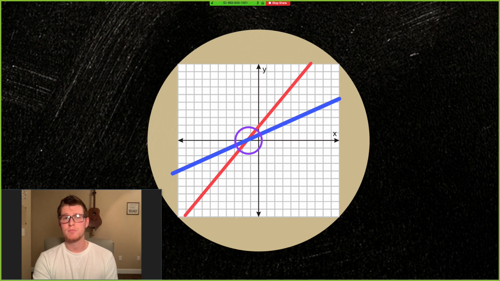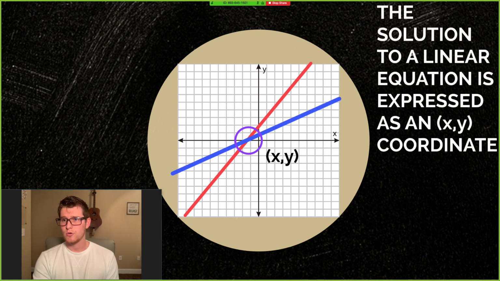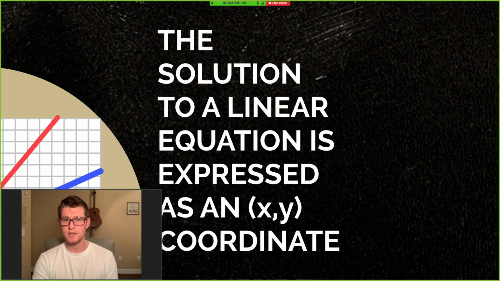And that's what we mean when we say solve a system of linear equations. We want to find the point where the graphs of those equations would intersect. Okay? And those are written as an xy coordinate. So there you see the solution to a linear equation is expressed as an xy coordinate.